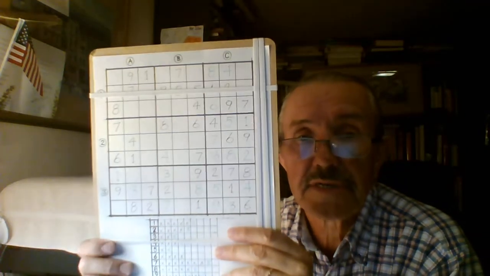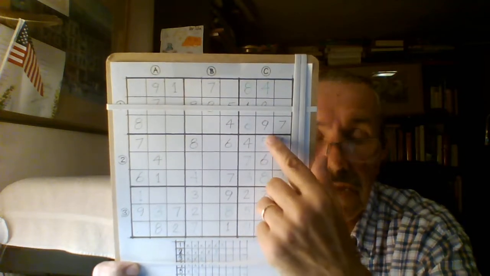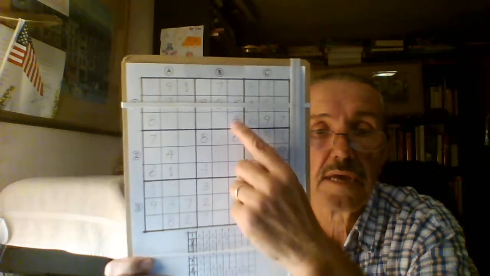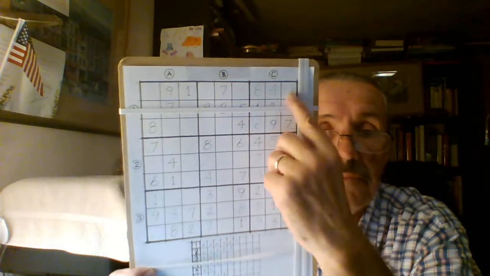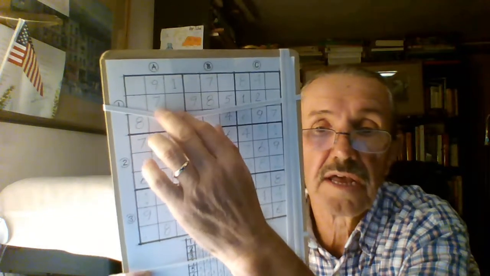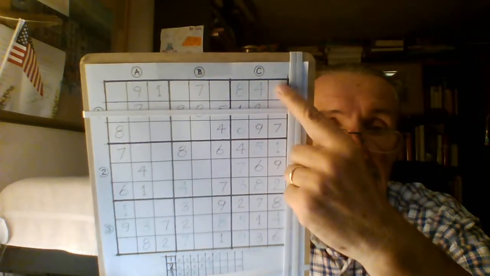Now we consider still square C1, and as you see, number 5 exists in this row over there. There's one available space for number 5 in the square over there.